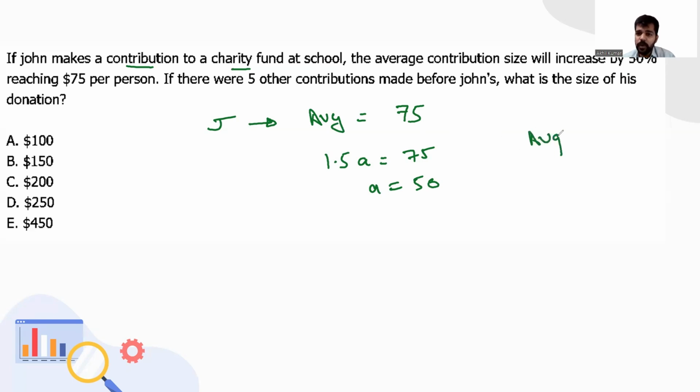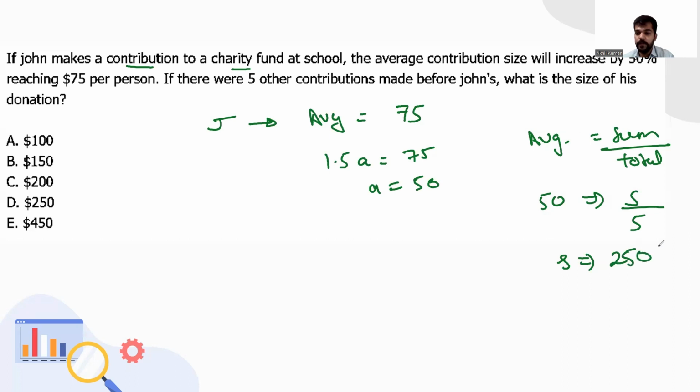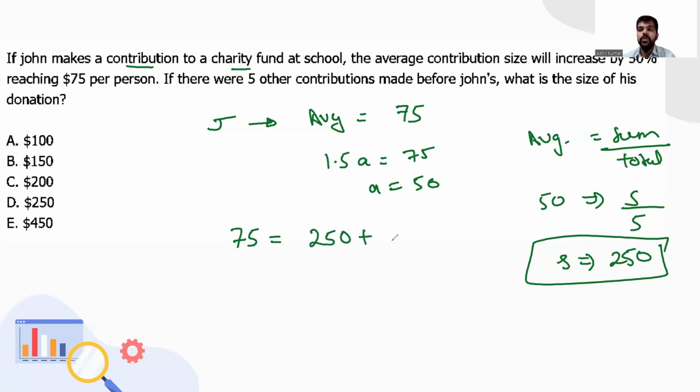We know that average is what? Summation of values over the total number of observations. Before John, what is the total number of observations? 5 observations. What is the sum? That we don't know. Let's represent it with S, when the average is equal to 50. So the summation of values before John entered is $250. Now, once John has come into the picture, we can say that the average comes out to be 75, and the average is equal to the sum of values, that is 250, plus John's value.